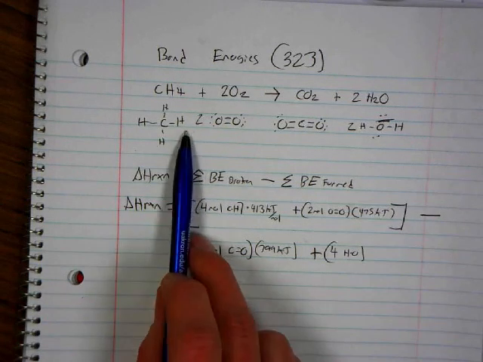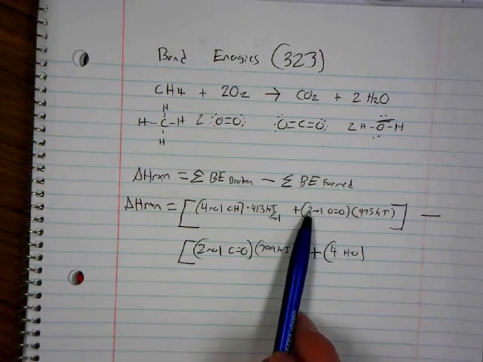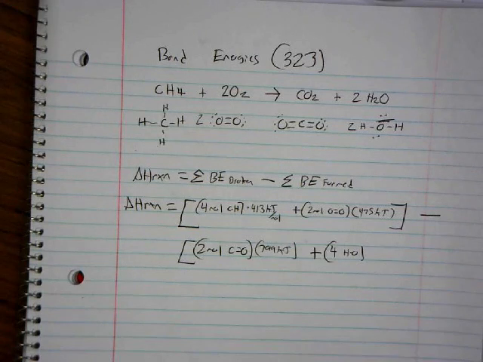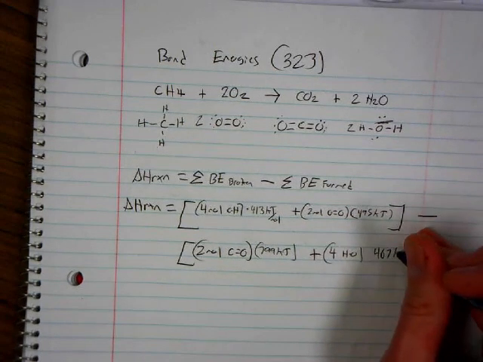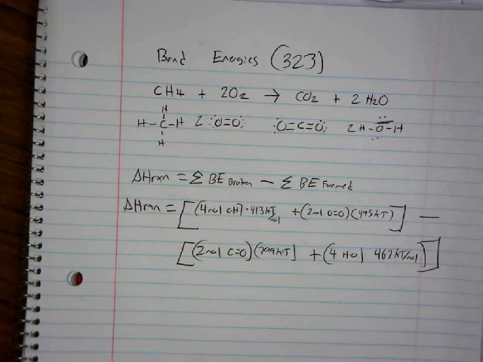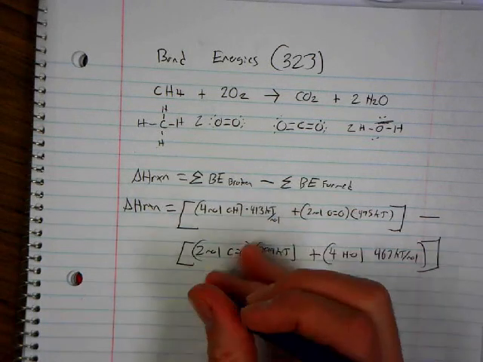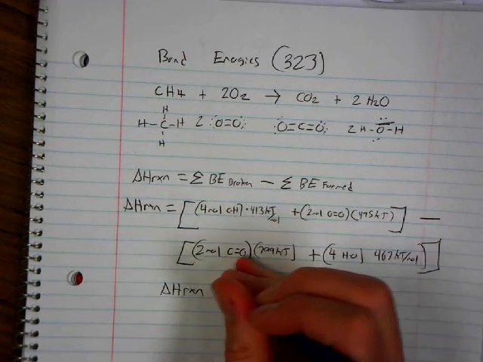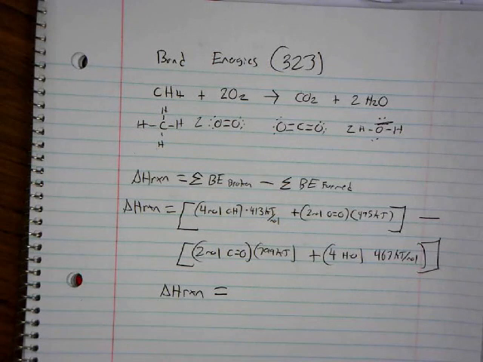Why did we not do 2 for the O2? I did. There's 2 double bonds. Oh, double double bonds. Okay, right, 2 actual double bonds. Good question. 4 H2O times 467 kilojoules per mole. Get out your calculator and do it. Not hard, just a little bit of work. What is your delta H reaction?